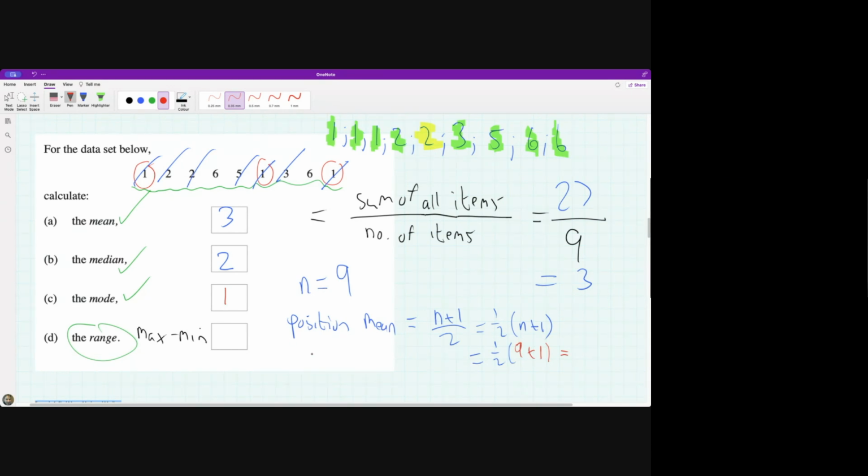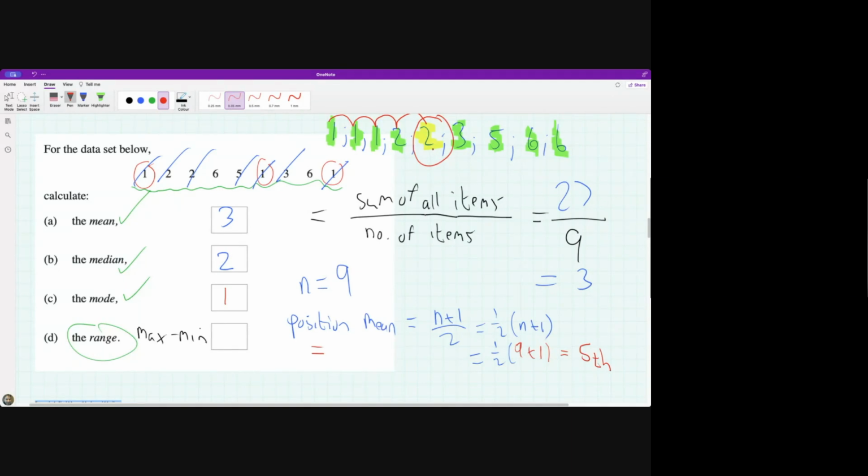Now remember, this is the position of the median, it's not the value. You get position 5, okay? Or I put a TH there, the 5th position. So when you go back to your data set and you go, this is position 1, position 2, position 3, position 4, position 5. Well, look at what's sitting in position 5.